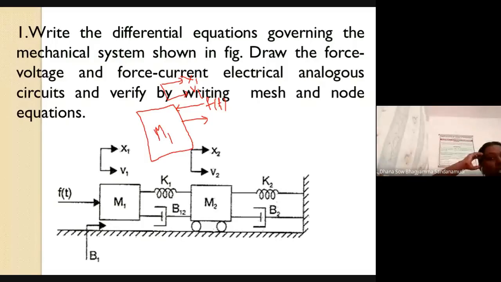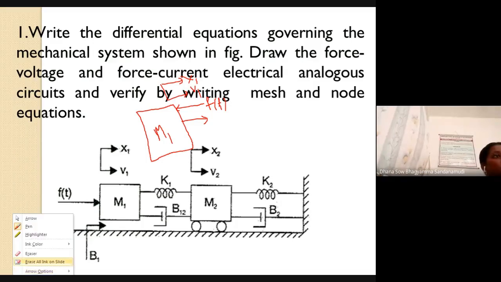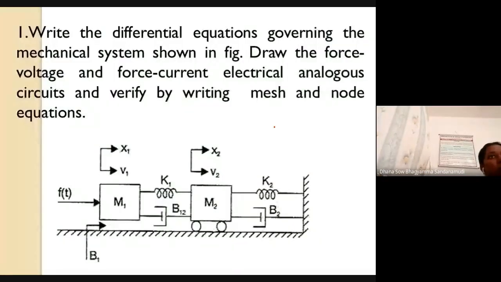Displacement x1. Shall I erase and draw somewhere here? I am drawing over the earlier drawing, and you may get confused because of that, so I am writing here. M1 is the mass, X1 is the displacement, V1 is the velocity, and the applied force at M1 is F of t.